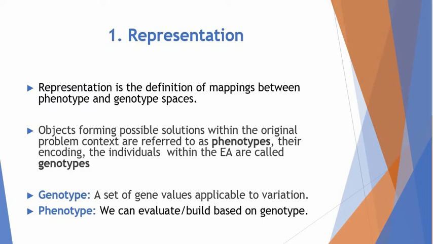Let's talk about representation. Representation is the definition of the mapping between phenotypes and genotypes. The representation of a problem for evolutionary computation is the choice of the data structures used for the solution. For a difficult problem, choosing a good representation can have an enormous impact on the performance of an evolutionary computation system. Genotypes are a set of gene values applicable to variation, whereas phenotypes we can evaluate or build based on genotypes. Objects forming possible solutions within the original problem context are referred to as phenotypes.